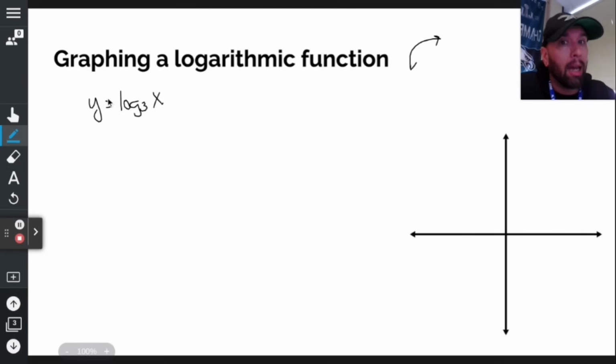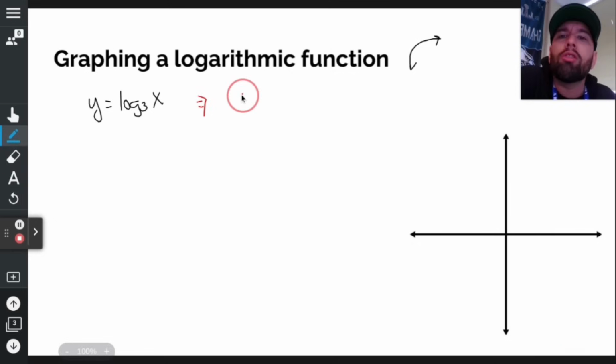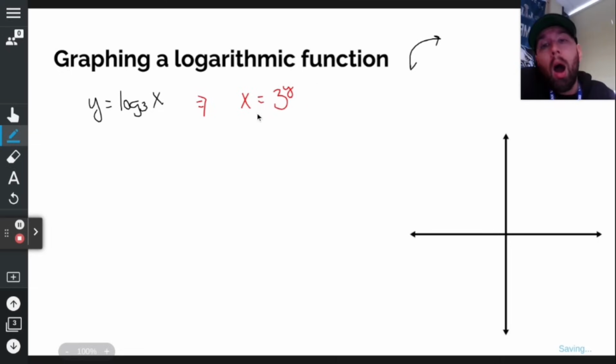Also, what if you're not allowed to use your calculator? This is what I would do. I would rewrite this as what we saw in the previous slide, as x equals 3 to the y power. Now, if this was something like y equals 3 to the x power, you would be like, all right, well, let's just pick a bunch of x values and get a bunch of y values and we're done.